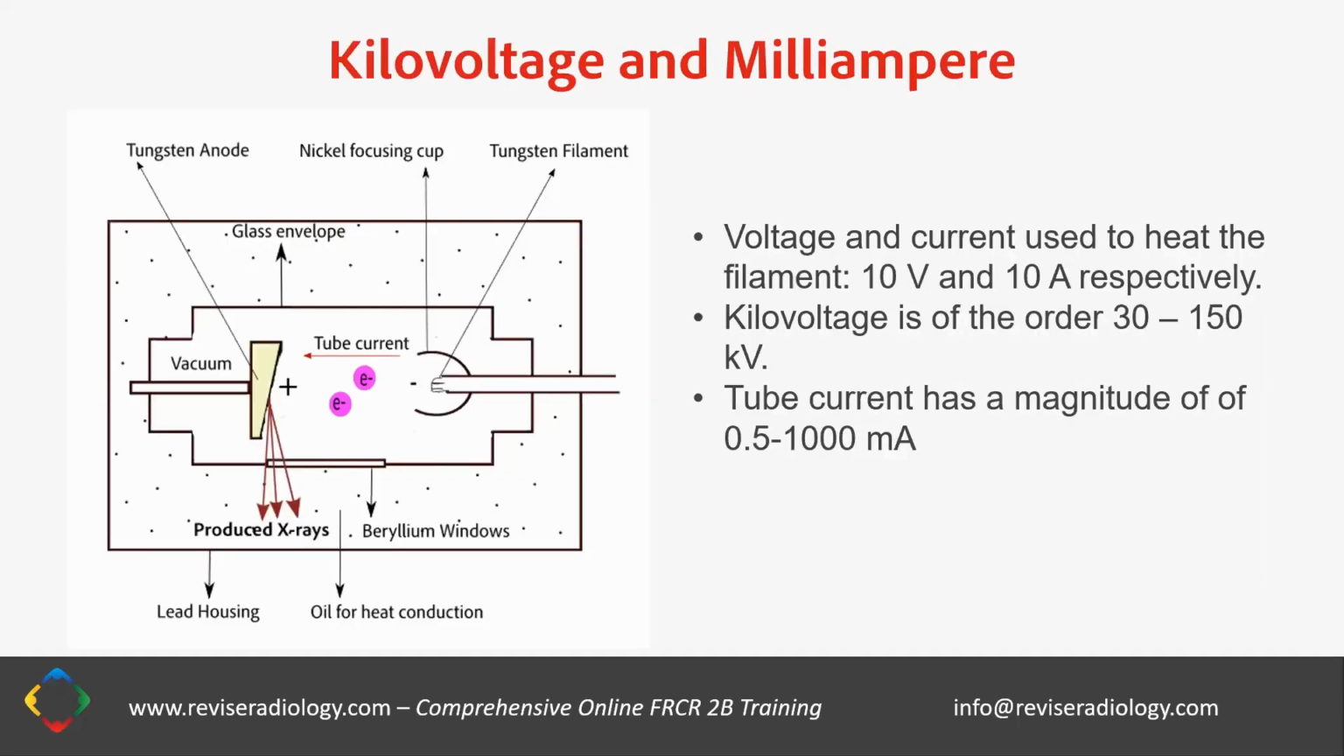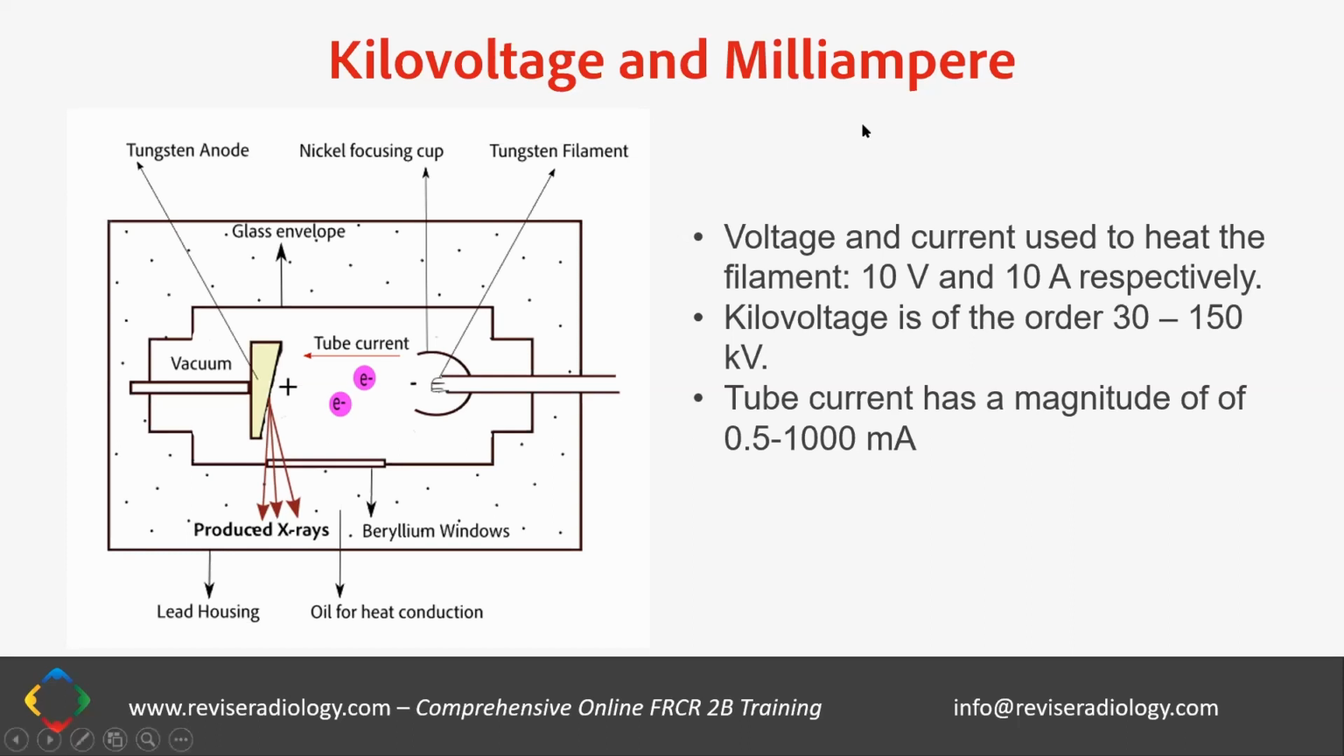So the next very important terms that we have to know are kilovoltage and milliampere. The voltage and current which is used to heat the filament is of the order of 10 volt and 10 ampere. Volt is the unit which is used to measure voltage. Ampere is the unit which is used to measure current. And kilo just means 10 to the power of 3. Again, that's been discussed in the section on units. It's also there in the notes.